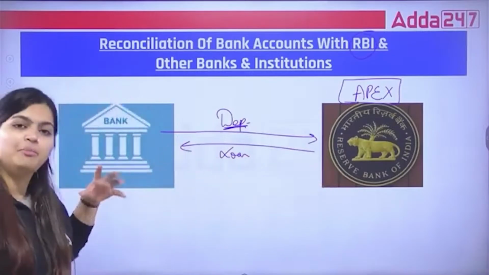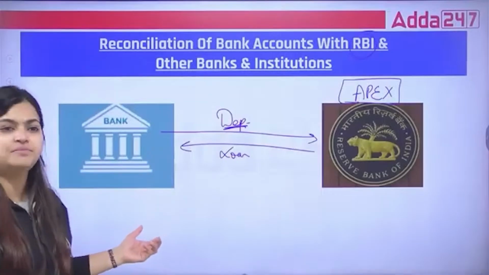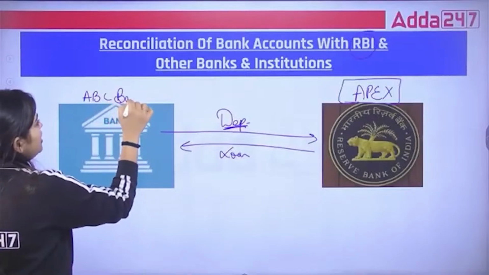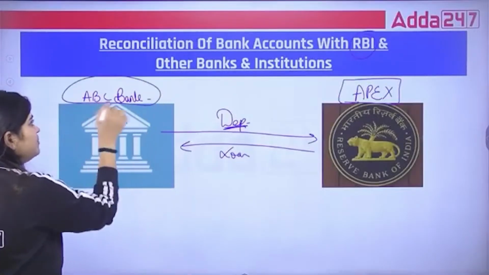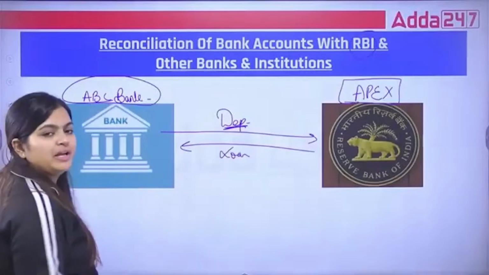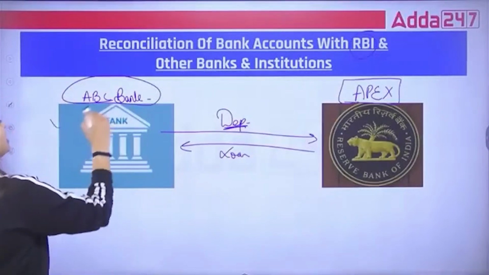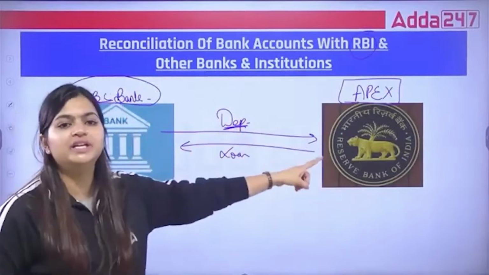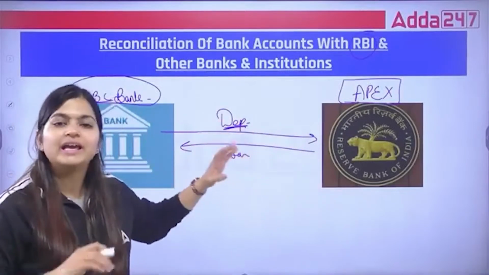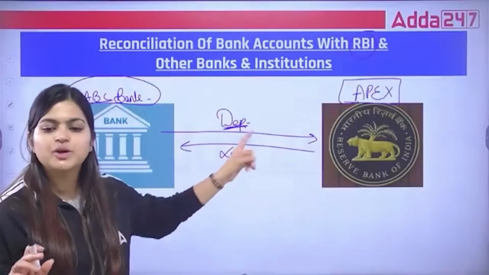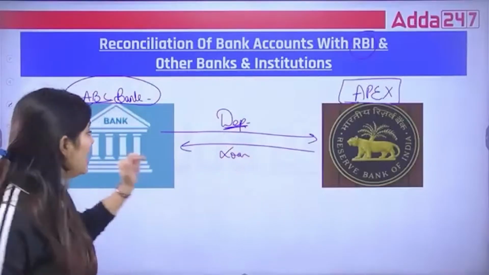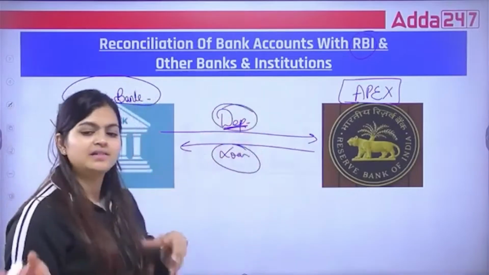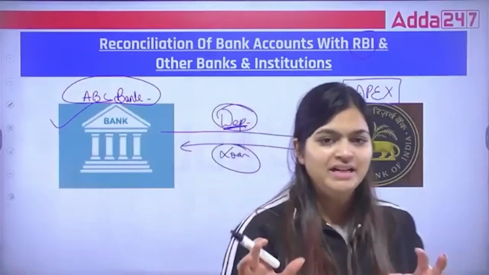And when we talk about a bank, suppose this is your ABC bank, not every branch of this ABC bank will deal with RBI. Only the authorized branch will deal with the RBI. They are going to do the deposits, loan taking, everything. Not every branch is going to deal with the RBI. Remember this point.